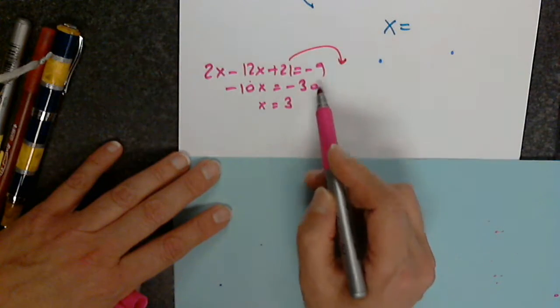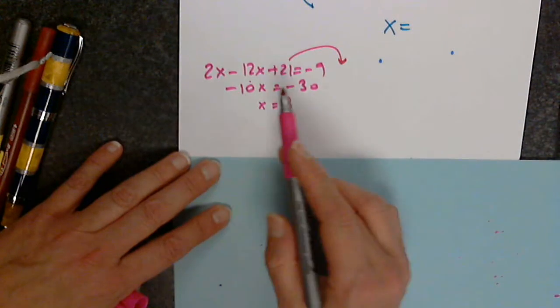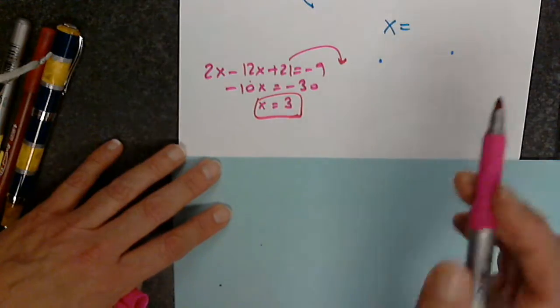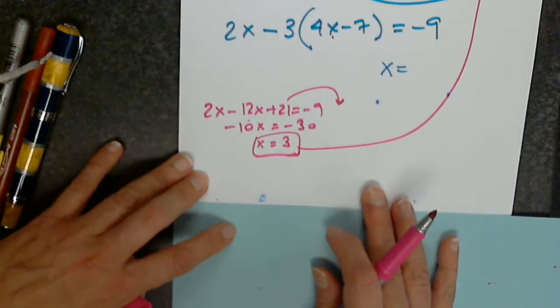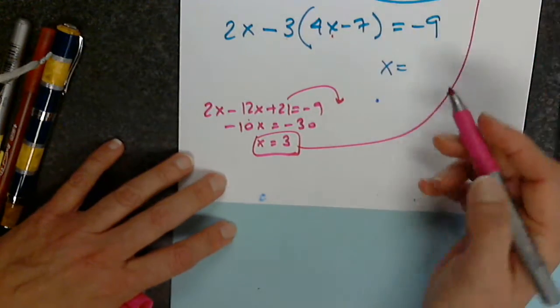Then I move 21 to the other side. I get -30. Divide both sides by -10, I get x is 3. I just missed one step. That's okay. Once you do that, you now go back. You need to plug it back into the original equation. Exactly.